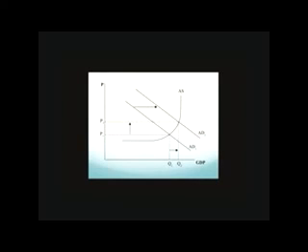AD shifts right, which represents an increase in spending, so either government increased its spending, or government reduced taxes so that businesses and households might spend more, or the central bank lowered interest rates and businesses and households spend more.